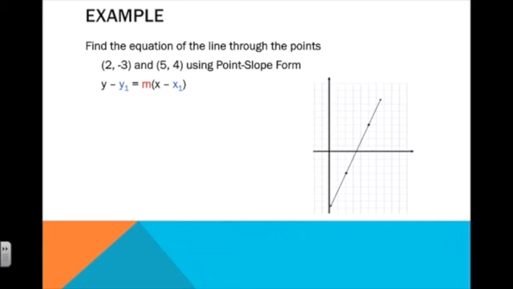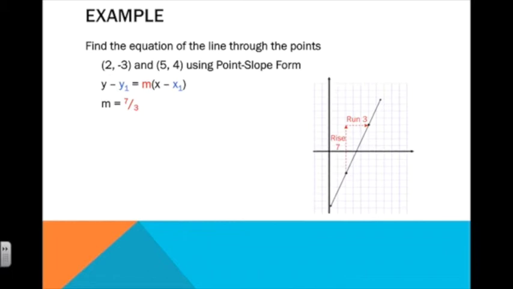So the first thing that we need to do though here is, you'll notice we have plenty of points, but we don't know the slope. So since we have 2 points, again I'm going to use rise over run. And in this case we had to rise 7 and run 3. So our slope is 7/3.